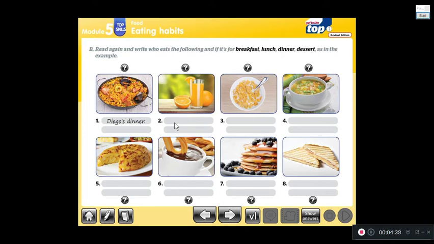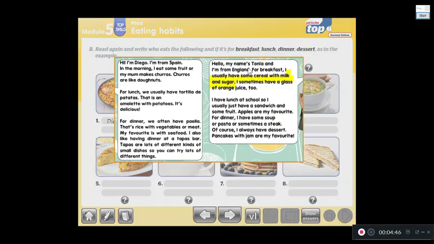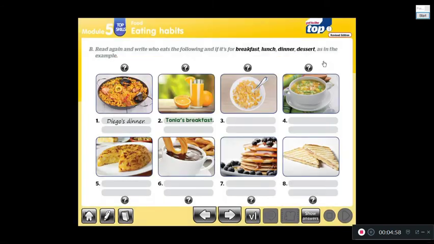En este caso hacemos referencia al jugo. ¿Ok? Bueno, en este caso hacemos referencia al desayuno, almuerzo o la cena de cada uno de nuestros personajes. En este caso sería el desayuno de Tonia. Tonia's breakfast. ¿Ok? On number 3, let's remember. We're gonna have also for breakfast. I usually have some cereal with milk and sugar. Sometimes I have a glass of orange juice too. In this case, it's also Tonia's breakfast.